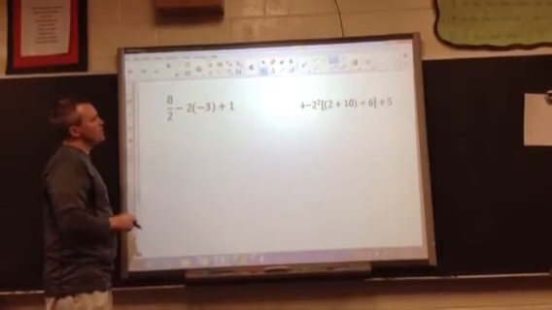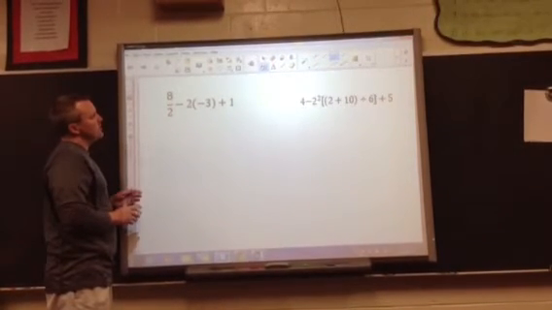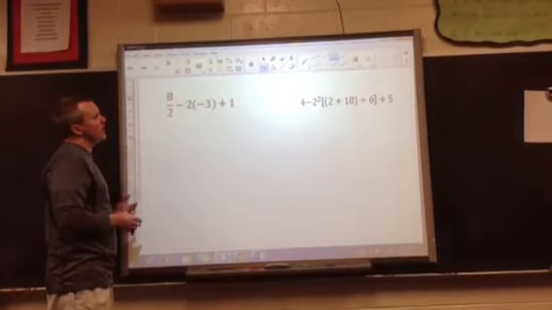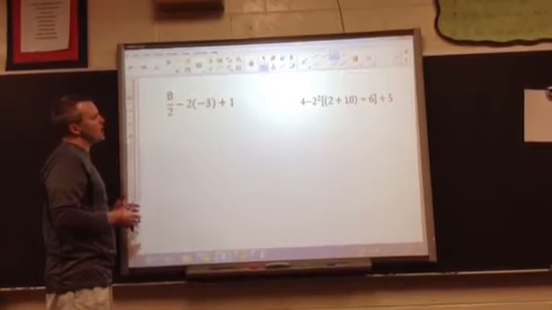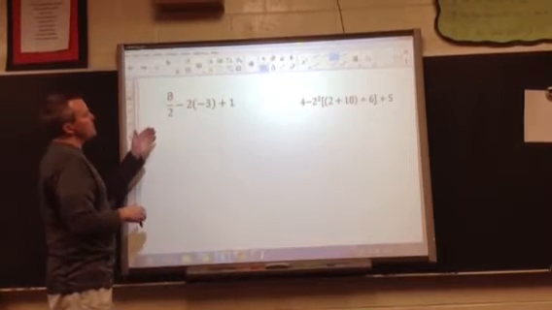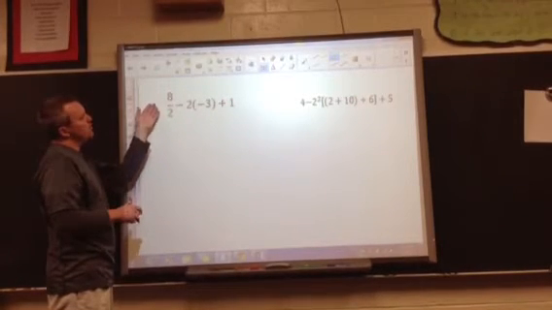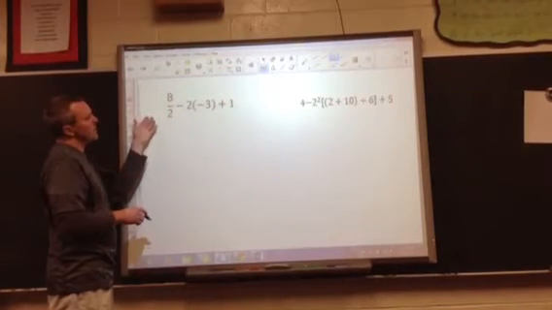Let's try a practice problem. First, we want to consider whether we should multiply or divide, and we determine the first operation based upon what is on the left. This problem contains multiplication and division. We're going to perform division first because it's on the left.